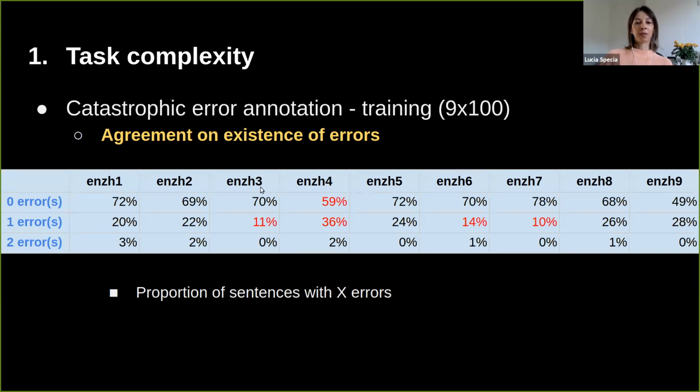So, for example, between 3 and 4, they disagree a lot on the existence of 1 error, and annotator 4 tends to think there are a lot more sentences with 1 error than with 0 errors, and so on. So there is a lot of disagreement here, especially for the one error and then 2 errors. There are very few sentences, and this is sort of the basic level of agreement that we would expect. Do they agree there is a critical error in this sentence, or 2 critical errors, and so on?